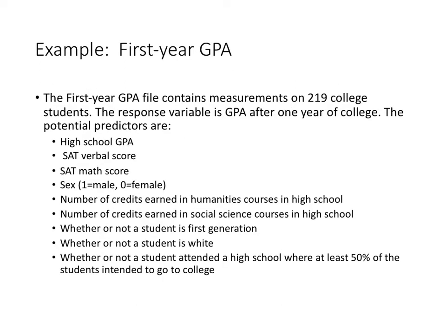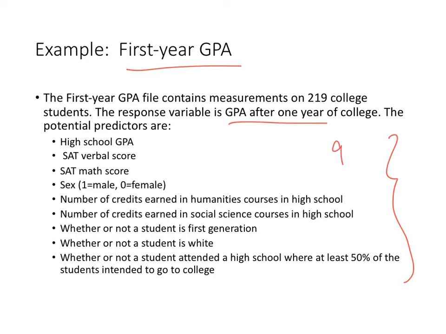Okay, so the data set we're looking at that's in D2L is first year data, and that's in the Chapter 4 data set. It contains measurements on 219 college students, and there's a number of variables that were measured. They were trying to predict GPA after 1 year of college, potentially based on high school GPA, SAT verbal scores, SAT math scores, the sex of the student, etc. So you can see here, I think there are 9 variables present.